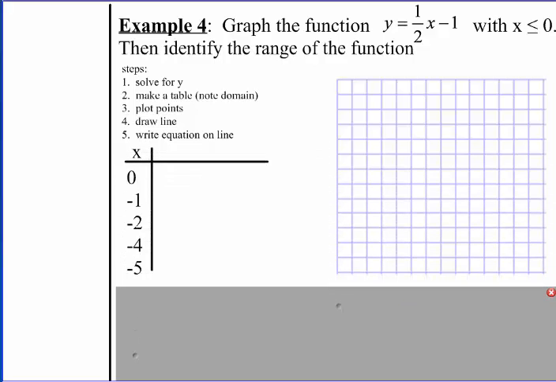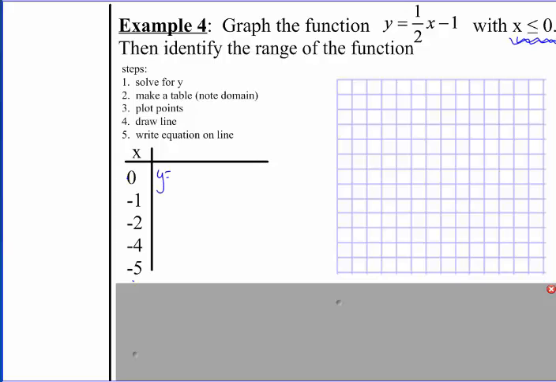So we will make a table first. Notice that I used numbers from 0 and only negative values, and that's because of my domain up here. It says that I can only use x's that are equal to 0 or less than 0, so I picked 0 to -5. So now we're going to plug them into our equation. So y equals 1/2 times 0 minus 1. So that would be -1. So my ordered pair is 0, -1.